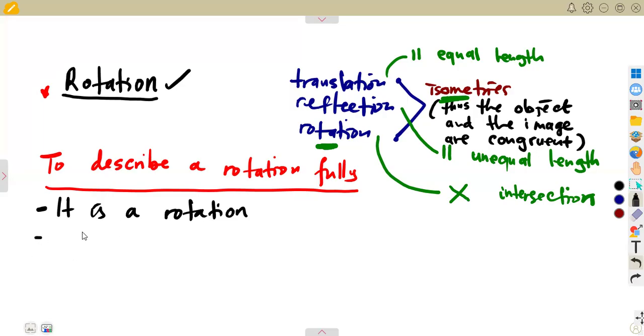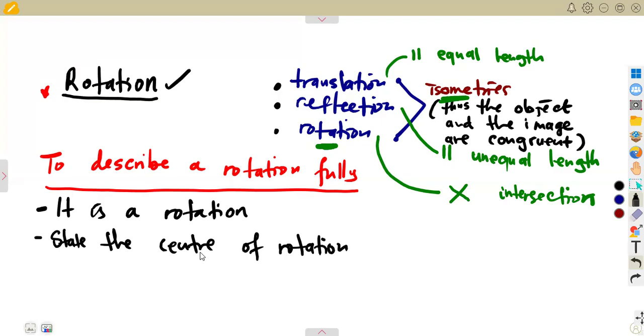On a rotation, you are going to see that there is what we call the center of rotation. So you also state the center. That's the only transformation, from all the transformations that we had on these isometries, that had a center. There was no center here. There was a translation vector. Reflection, what was special about a reflection? There was a mirror line. A rotation, there is a center of rotation and also the angle. All right, so you state the center of rotation.